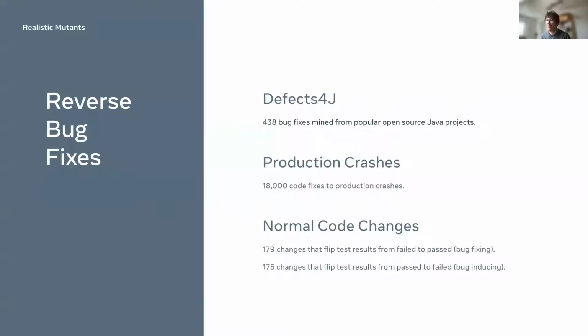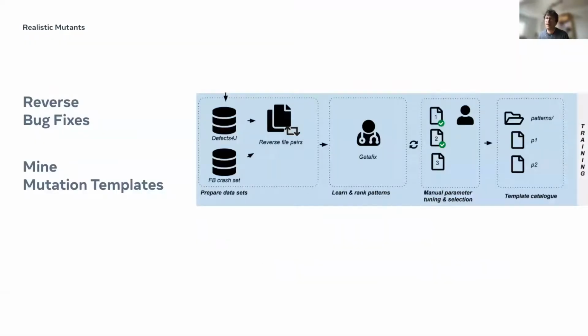Now, our database consists of basically three principal sources. The first one is Defects4J, a general Java database of bugs mined from popular open source projects. We also use a lot of internal code changes at Facebook, including 18,000 bug fixes to production crashes. And then lastly, we get code change pairs from Facebook that led to either a test now being broken or to repairing a test. We then reverse these bug fixes so that they would become error-inducing changes.